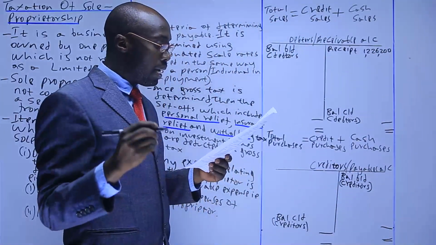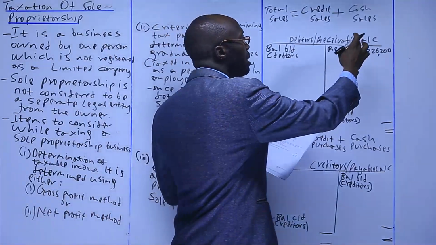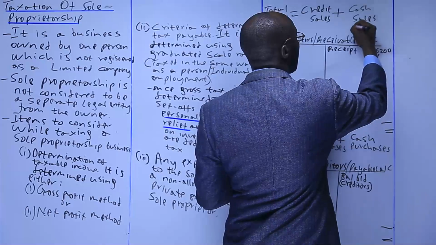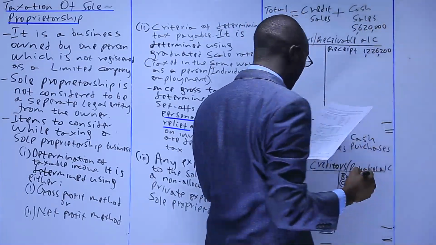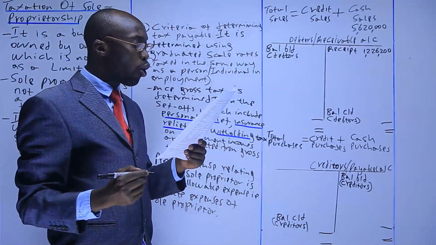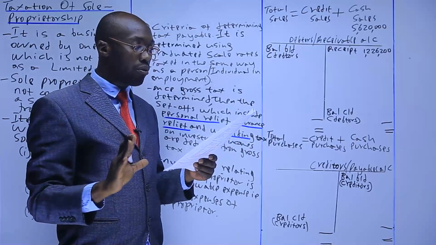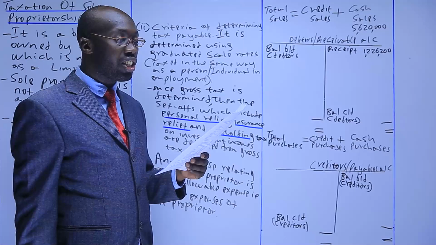1,226,200. After that, there is cash sales. Cash sales, just below the cash sales that we have here, 5,620,000. Paste it there. After that, commission received, that doesn't affect. The other one is capital. Capital doesn't affect. We go to the payment side, trade payables.